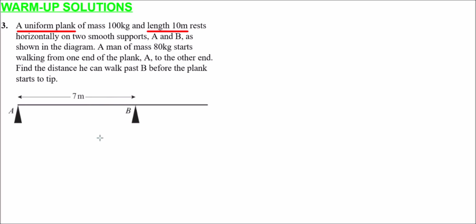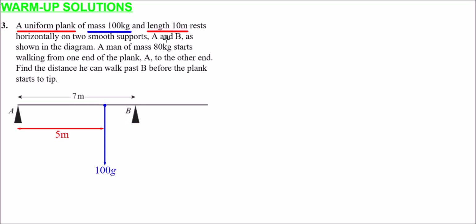So we can have this in straight away. Whatever the weight is, it's going to be acting 5 meters away from A and also 5 meters away from this end as well. So it's going to be acting halfway along here. But what is the mass? Well, we're told the mass is 100 kilograms. Therefore, the weight, the force due to gravity acting at the middle, will be 100 G. So we can add in this is 100 G.